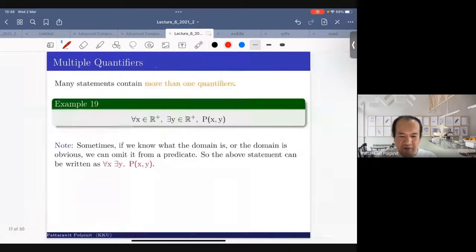Nope. Okay. The last topic of this one is that you can have more than one quantifier. You can have for all, for some, two for all, two for some, depending on how many variables there are. For example, you can have something like this: for all x in the set of positive reals, there exists y in the set of positive reals, P of xy. The order of for all and for some is significant. You cannot just swap it.